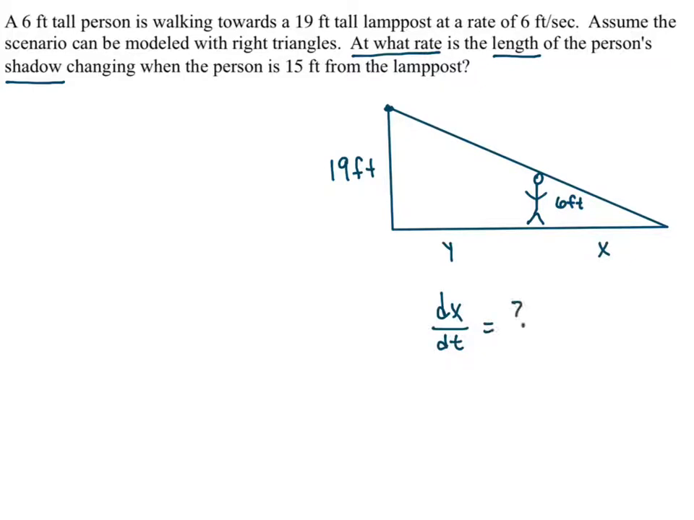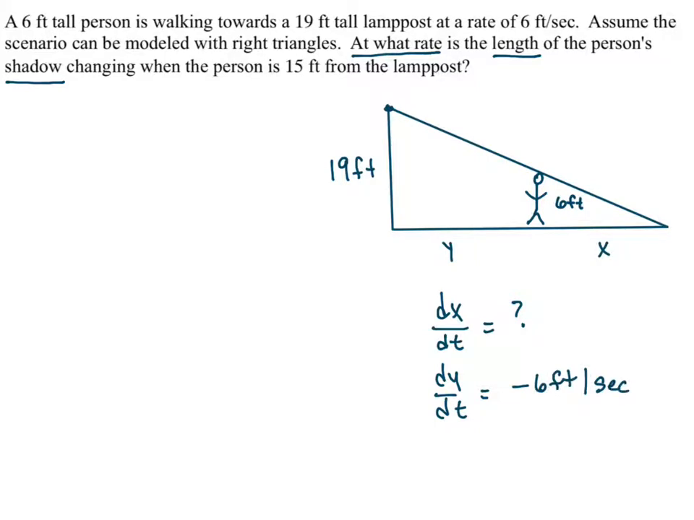So I'm going to throw a couple variables on there. I'm going to say x is my shadow length, y is the distance from me to the pole, and they want me to find out how fast the length of the shadow is changing, so that's dx/dt. It's the change in x where my shadow is. dy/dt, they tell me, is how fast we're moving.